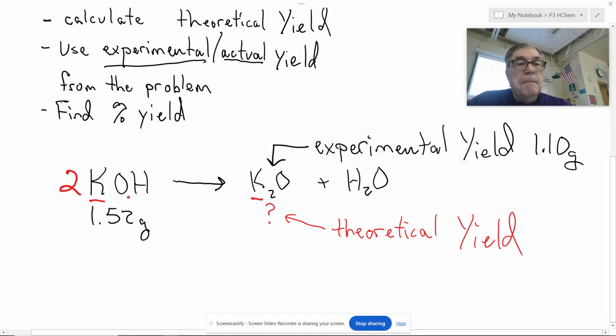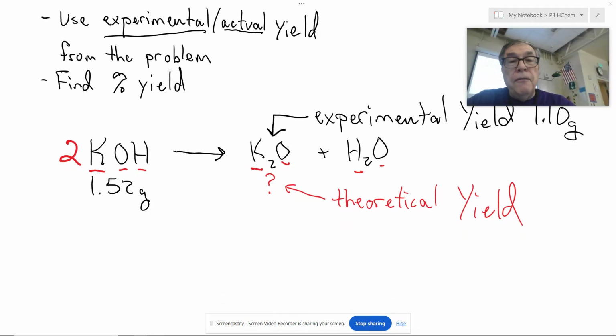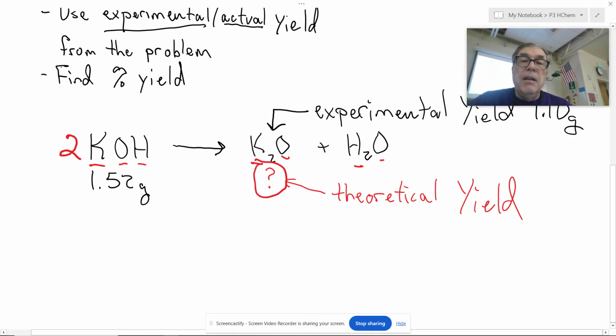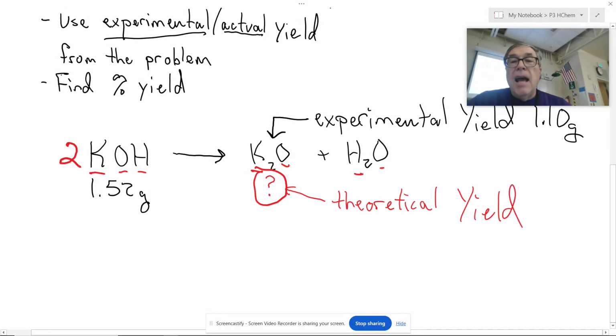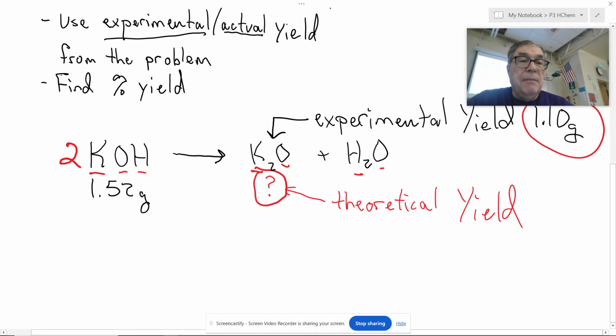That gives me 2 hydrogens. Here I have 2 hydrogens. So far, so good. I usually leave oxygen to last, and here I see 2, and here I see 1, 2. So it is balanced with that coefficient of 2 in front of potassium hydroxide. So we need to find this number right here. How much would we expect to make? And we'll compare that to how much we actually made.